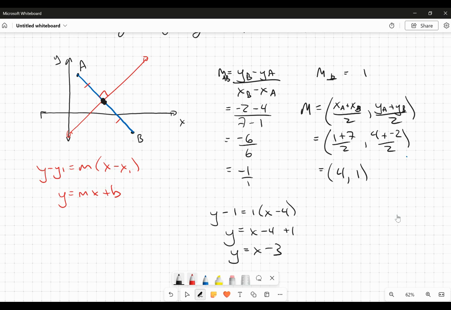So I've got two forms of the equation that are going to work there. Point slope form, slope intercept form. Although at this point here, based on the way this looks, with the slope being 1 there, it probably looks a little better to leave it in slope intercept form.